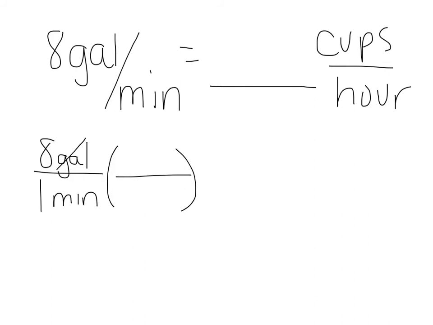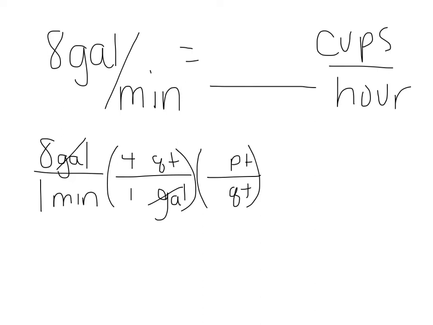So first we're going to get rid of the gallons. So the gallons has to go on the bottom. And gallons we can convert to quarts. There's 4 quarts in 1 gallon. Okay, then we're going to convert the quarts to pints. Remember, this is all off the conversion sheet again. So quarts then is going to go to pints, and there are 2 pints in 1 quart.